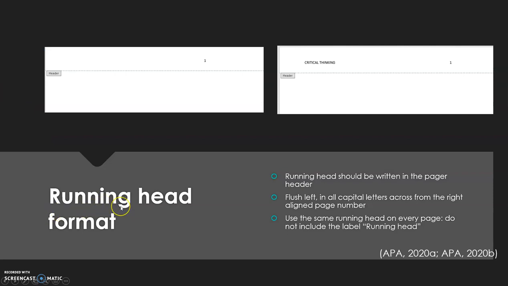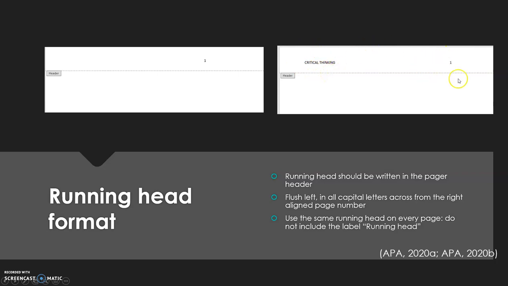So the running head should be written in the header of your Word document, as noted in the photograph here. It should be located flush left, which is the same as the 6th edition. However, the difference between the 6th edition and the 7th edition is that the label running head is no longer required to be in the header. So the only thing you'll have is just a short version of your title, and in this case, Critical Thinking.